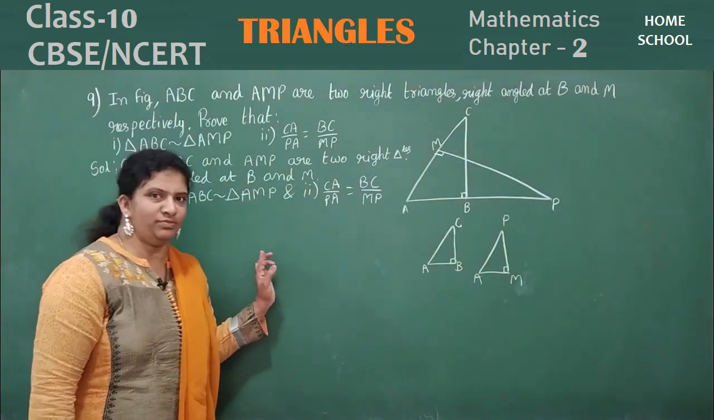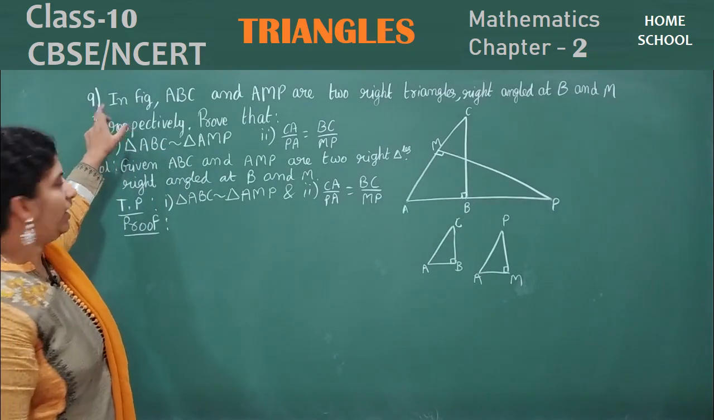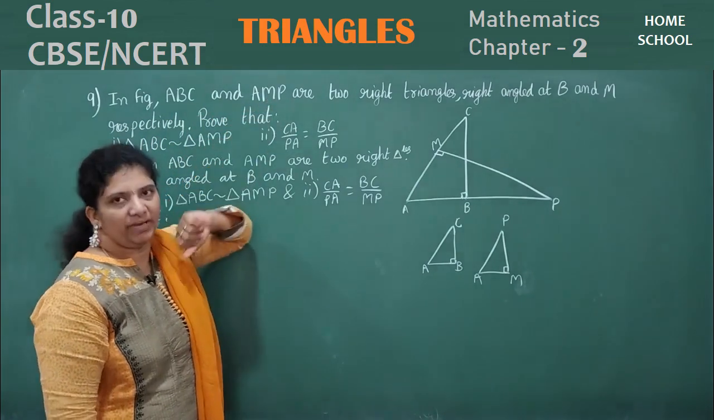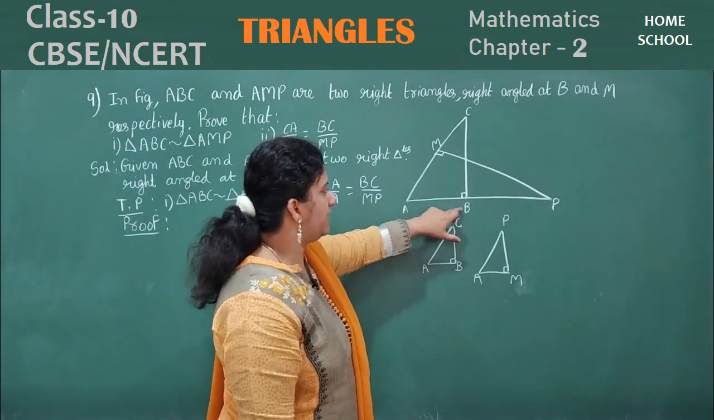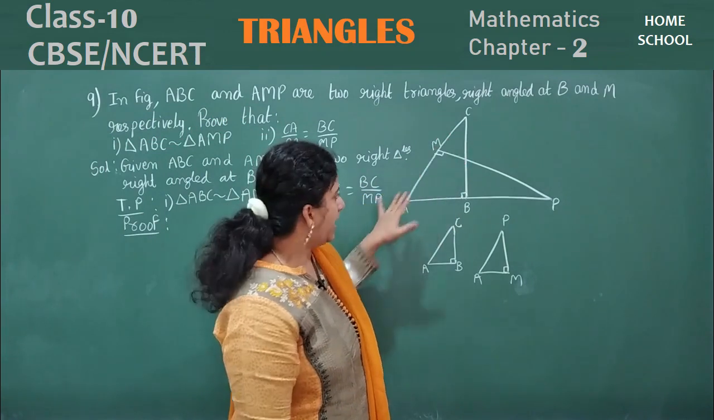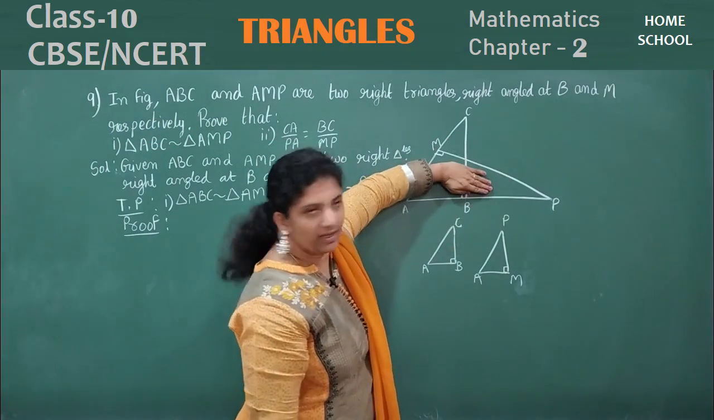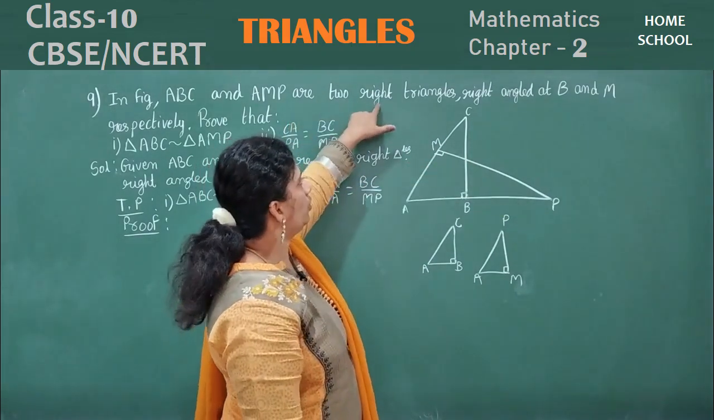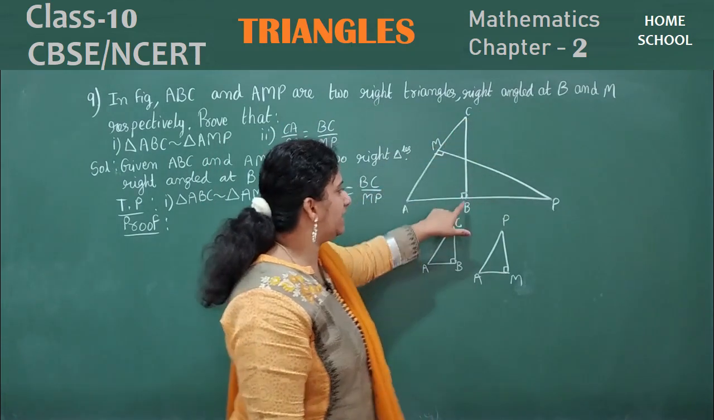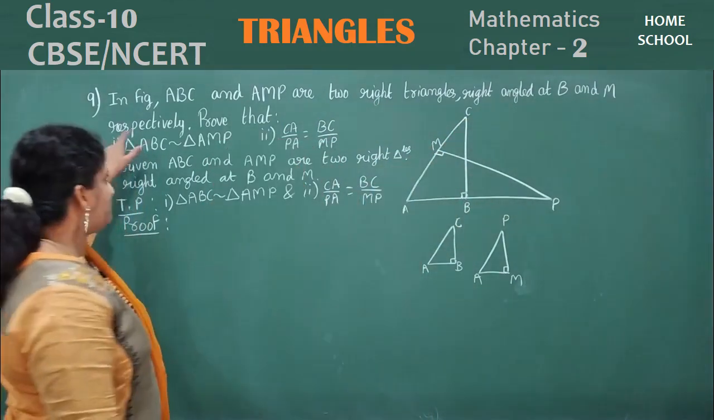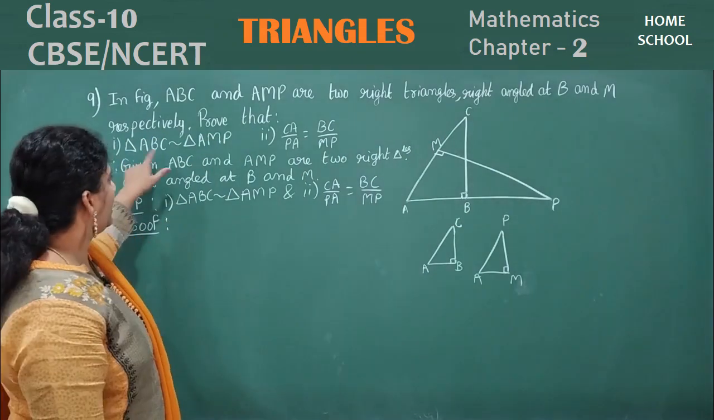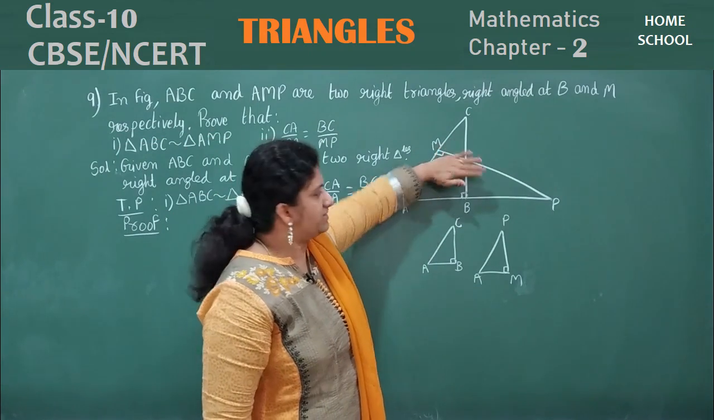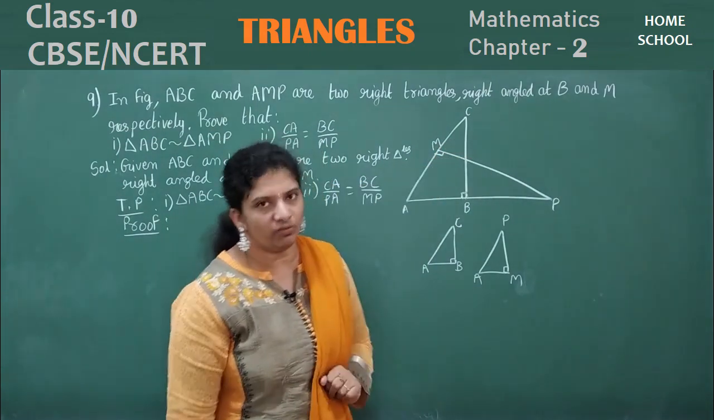Okay, let's see the ninth problem here. Ninth one, children. In figure, ABC and AMP. Observe here. ABC, right triangle. AMP, right triangle. Can you observe two right triangles here? Two right triangles right angled at B and M respectively. Prove that triangle ABC is similar to triangle AMP. This right triangle is similar to this right triangle is your question.